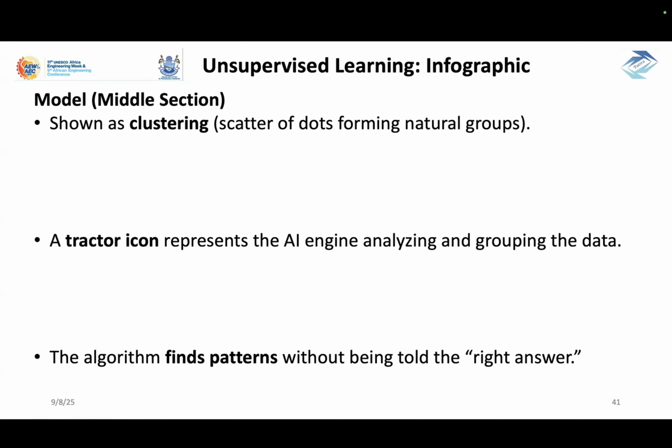Okay, so the tractor represents AI in generalizing and grouping the data, and the algorithm finds patterns without being told the right answer. So in layman's language, that's the middle part. It finds the pattern without being told the right answer. When we are doing supervised methods, we were labeling that this crop is high yielding or low yielding. But here you don't do that. You just put it in, and the algorithm finds the pattern without being told the right answer.